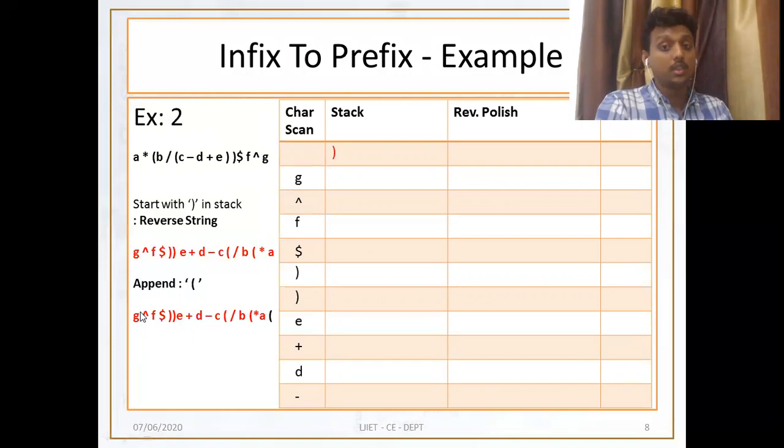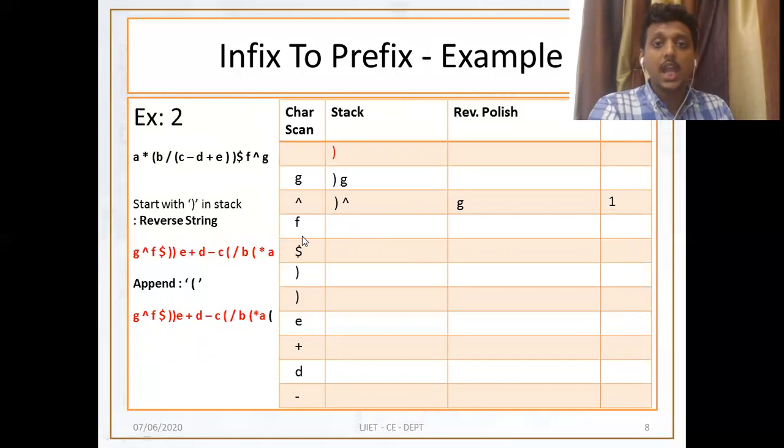Okay. Now the next is compare G with division. Sorry, G with closing. Push G. Remain reverse polish rank as it is. Now this is a caret. So G has the higher precedence. G will be popped out. Caret will be pushed. Caret is pushed inside the stack. Rank of G is 1.